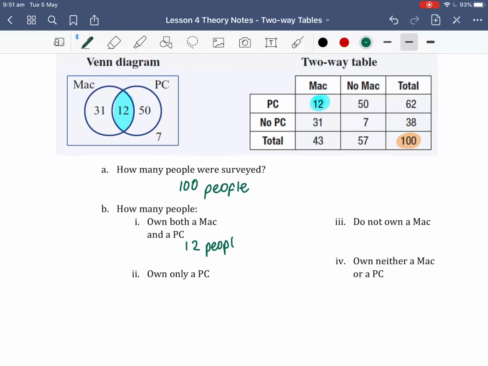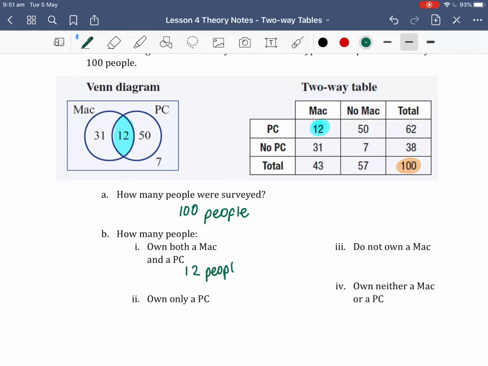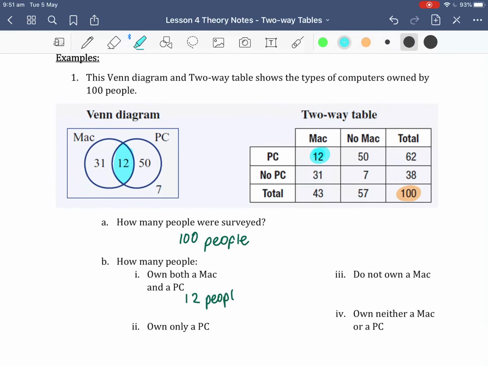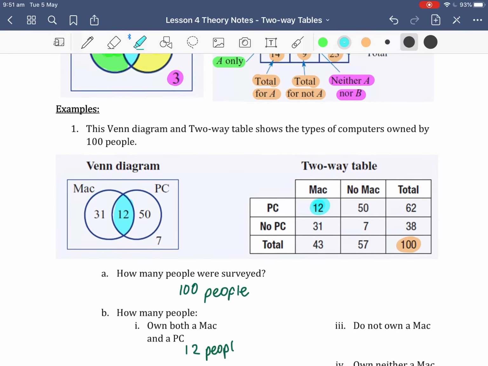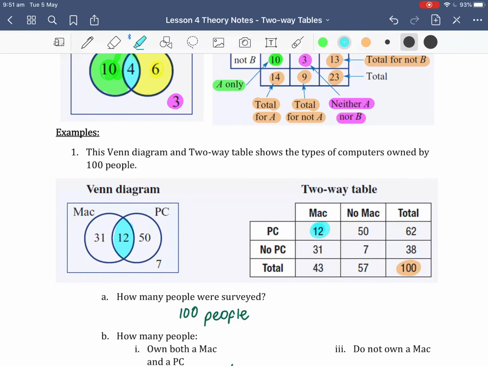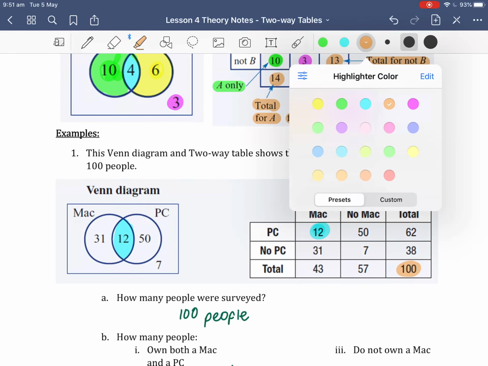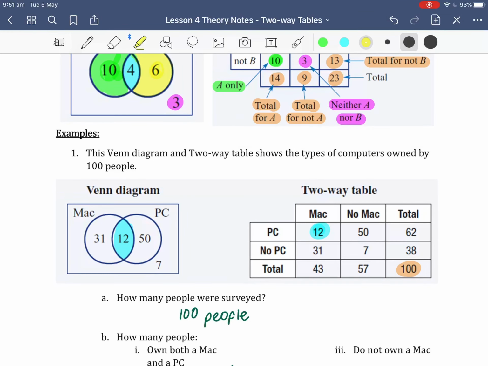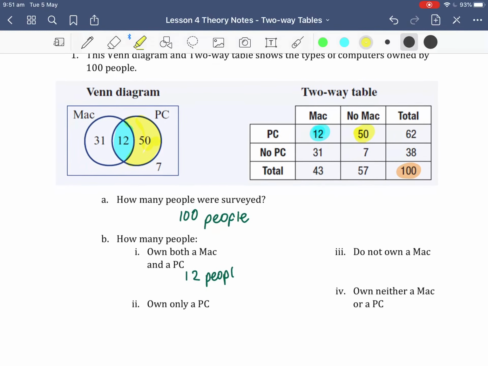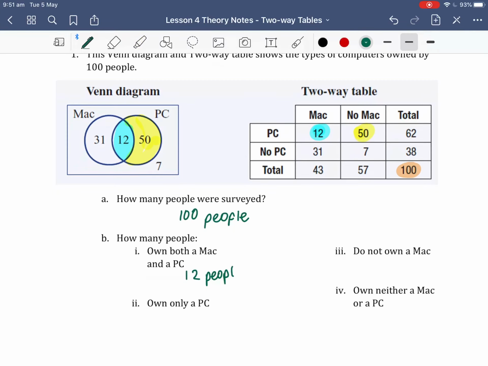Then we want to know how many people own only a PC. If they own only a PC, that would be a PC and no Mac. So that's going to be this part here, just the PC. That is 50 people on our Venn diagram, and on our two-way table, it is also 50 people. So only a PC is 50 people.